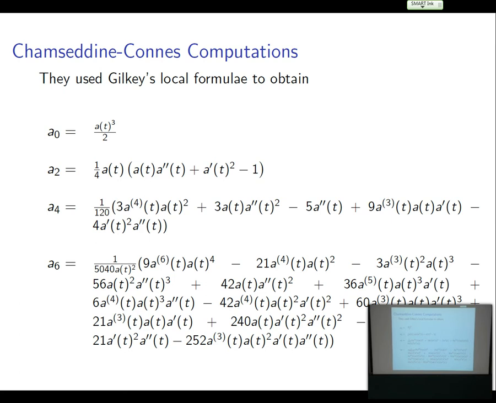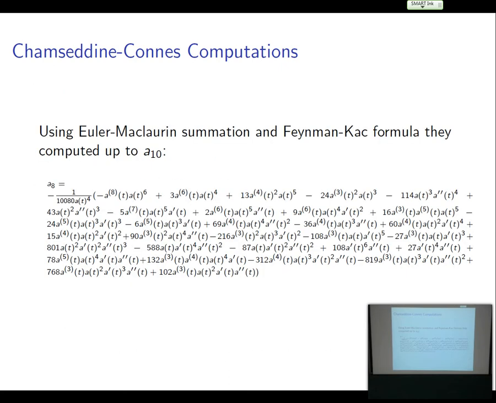As I said, one of the methods was they used Gilkey's local formulas to obtain these terms. Of course, there cannot be any other parameter except this a(t), the scale factor. Everything depends on the scale factor, right? So you get that. And they even looked at A8. For A8, of course, there was no formula. So for A8, they had to compute using the Euler-Maclaurin summation formula and also the Feynman-Kac formula. This third method I mentioned, by decomposing the operator, then they use Euler-Maclaurin on each piece. It was quite a difficult task, but they managed it. And this is the term A8 they got.